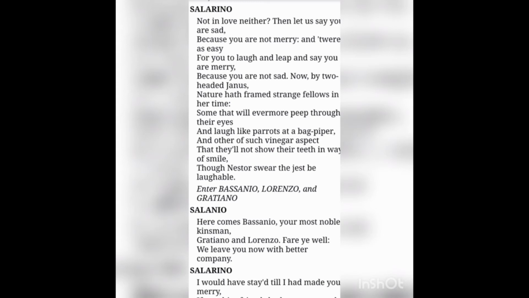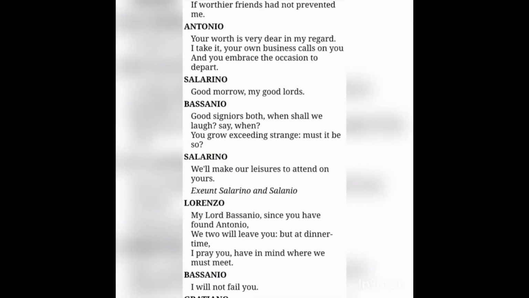So Salarino says, here comes Bassanio, your most noble relative, along with Graciano and Lorenzo. Goodbye, we will leave you to these better friends. Salarino is trying to justify his going from there. He says, I would have stayed till I had made you merry if worthier friends had not prevented me. So he says to Antonio, if it weren't for these better friends coming along, I would have stayed until I had made you smile. Antonio says, as far as worthiness is concerned, your worth is very dear in my regard.